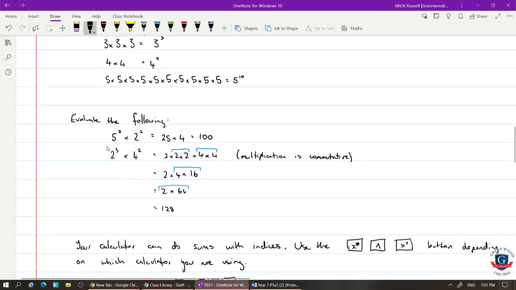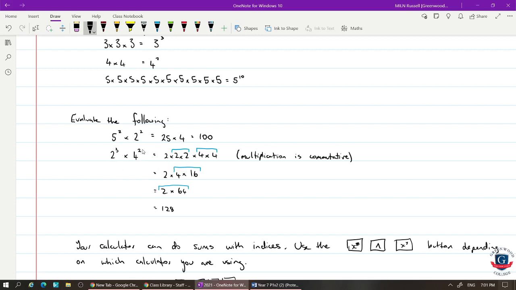We can evaluate sums that have different bases. We just have to be careful to evaluate them correctly. So 5 to the power of 2 times 2 to the power of 2. 5 to the power of 2 is 5 times 5, which is 25. 2 to the power of 2 is 2 times 2, which is 4. 25 times 4 is 100.